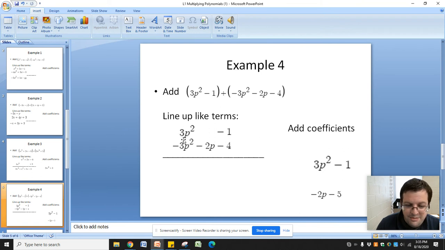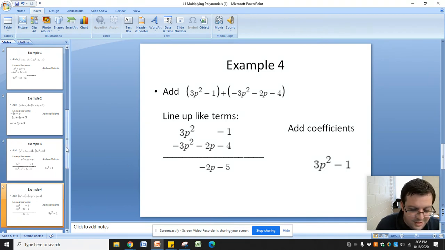We end up with 3 minus 3, which is 0. And 0 times p squared, that whole term just goes away, because when we multiply by 0, it basically eats the term. So in this instance, the p squareds effectively vanish from our answer. We drop the -2p down, like so. And -1 minus 4, added together, is just going to become -5. So our actual answer is just -2p minus 5. And that's it.